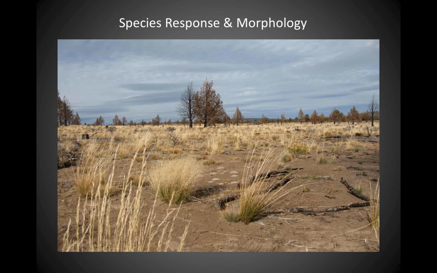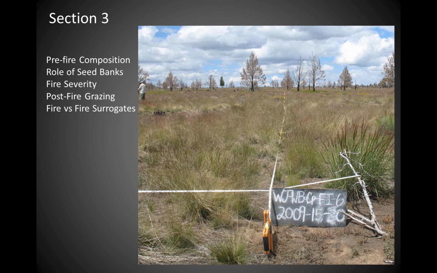So we often have to go to morphological characteristics to evaluate the kind of response that we think will occur. Other subsections are the extreme importance of pre-fire composition. That was just huge. It consistently came out that what you have before the fire is oftentimes what you're going to get. Of course, that can be impacted by fire severity.